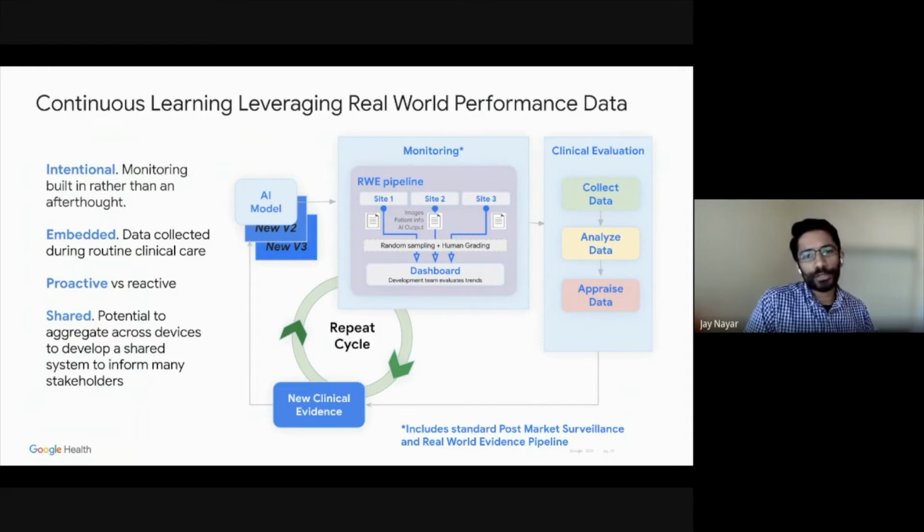A couple salient points to note here. Monitoring is intentionally designed into the workflow. The data we collect is embedded and collected as a part of routine clinical care, obviously with explicit consent. This data also has a potential to be aggregated across other devices, other manufacturers, enabling a shared system to inform multiple stakeholders.